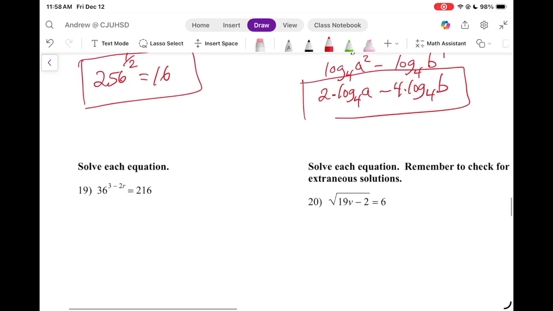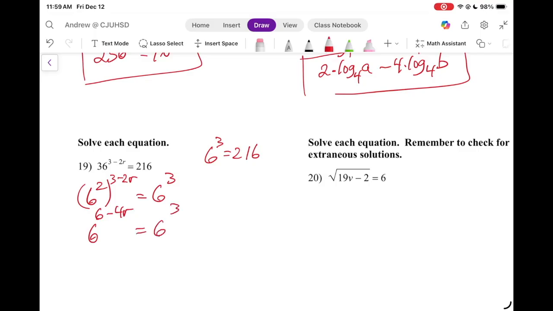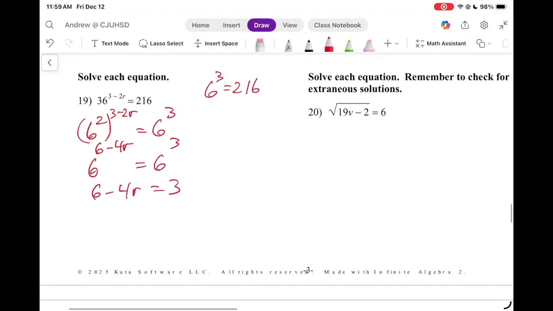Number 19, both 36 and 216 are powers of 6. 6 to the third is 216. How do I know? Well, just years and years of doing this. I will have to again distribute the 2 to the 3 minus 2r. So remember, our argument is that if the bases are the same, then the exponents must be the same. So now on this next step, we're not really applying a log, we're just saying exponent equals exponent.